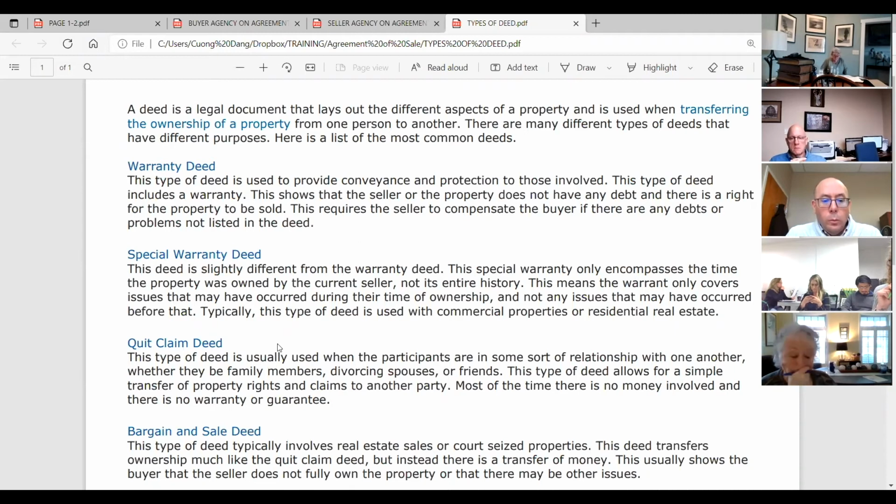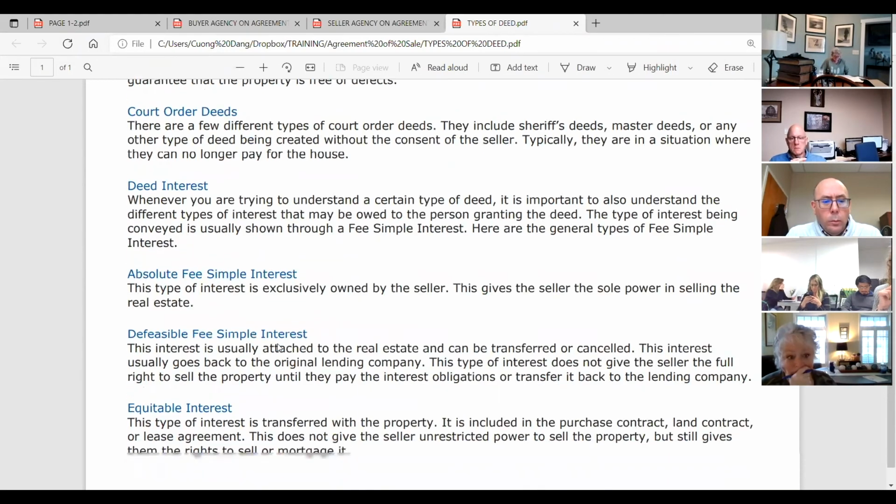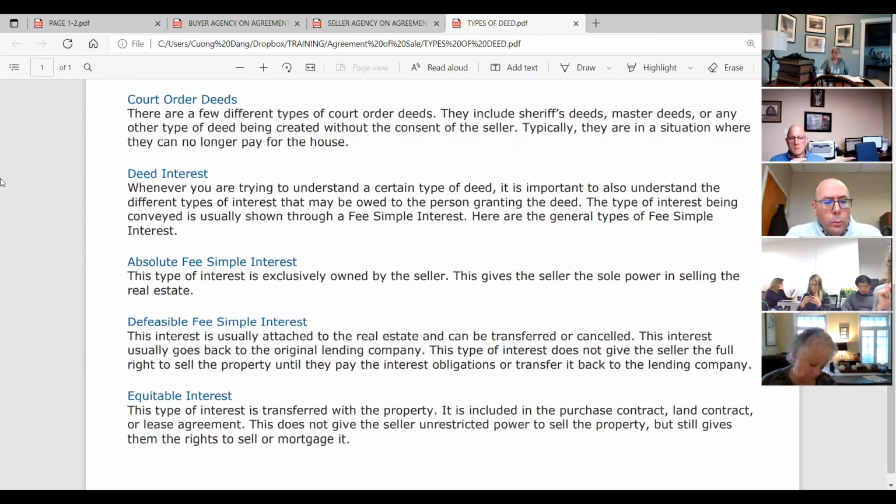Okay. Now, the fee simple part, absolute fee simple interest. This type of interest is exclusively owned by the seller, that gives the seller the sole power in selling the real estate. So what it states is the seller has the right to sell this property, and they are guaranteeing that during their ownership, there aren't any liens or encumbrances that could hinder clear title. Okay. Does anybody have any questions on that?